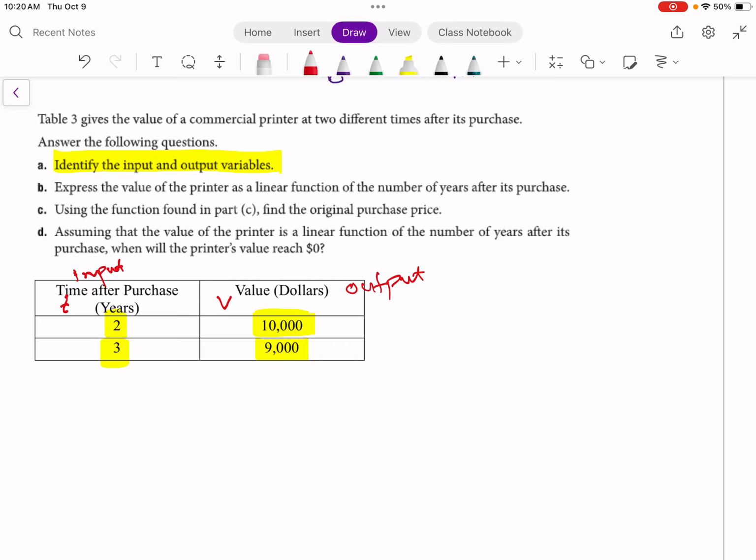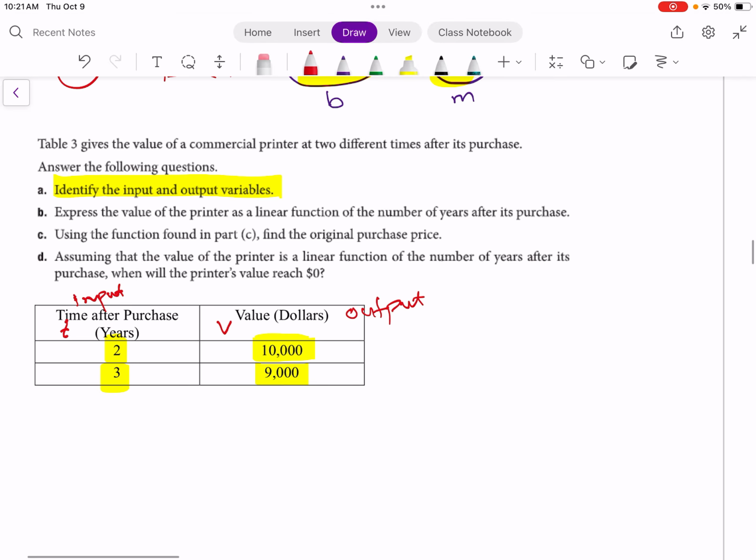Okay, number of years of use. So the output is always dependent, and our input is independent. Our input is the time after purchase, so t is the input, and the value of the printer after its purchase is the output. Now in part B, we are asked to express the value of the printer.